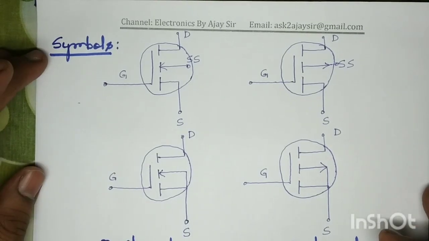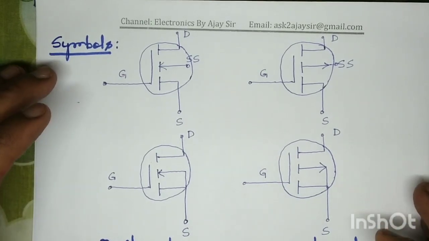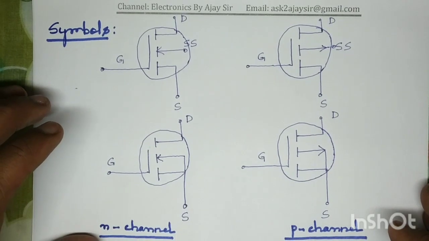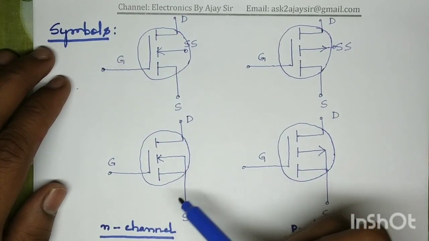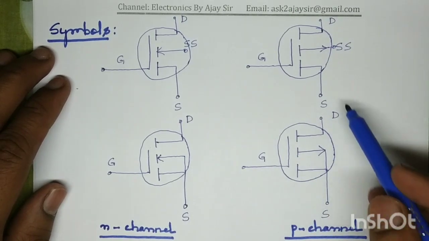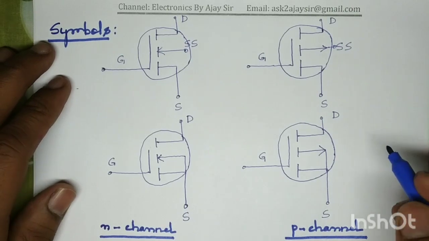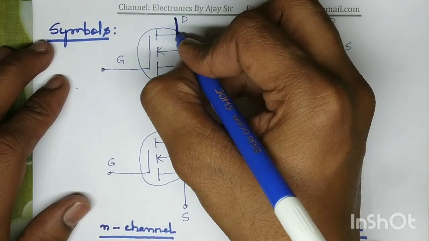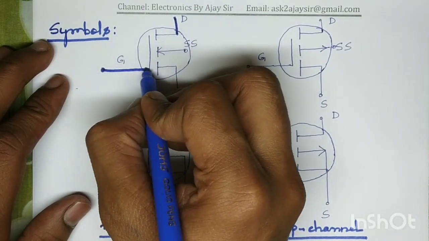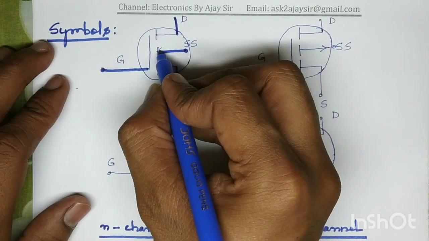Next we will discuss the symbol of enhancement type MOSFET. So these two are the symbols of N channel enhancement type MOSFET, and these two belong to the symbols of P channel enhancement type MOSFET. First, for the N channel enhancement type MOSFET, this is the drain terminal, this is the gate terminal, this is the source terminal, and this one is the substrate terminal.